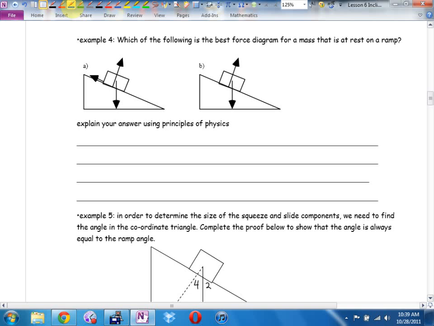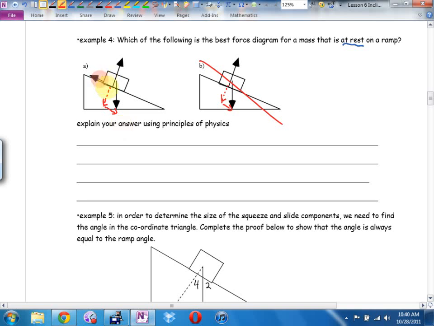Because it's at rest, if B was correct, if I break this into components, part of gravity is pulling down the hill, and there's nothing up the hill to resist it. So B can't be right. If I break this into components, you know how big friction is? It's exactly the same size as that component there because it's at rest.